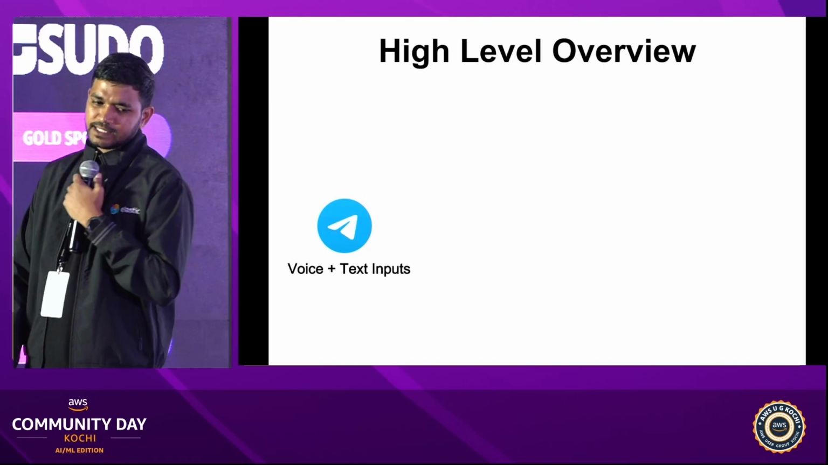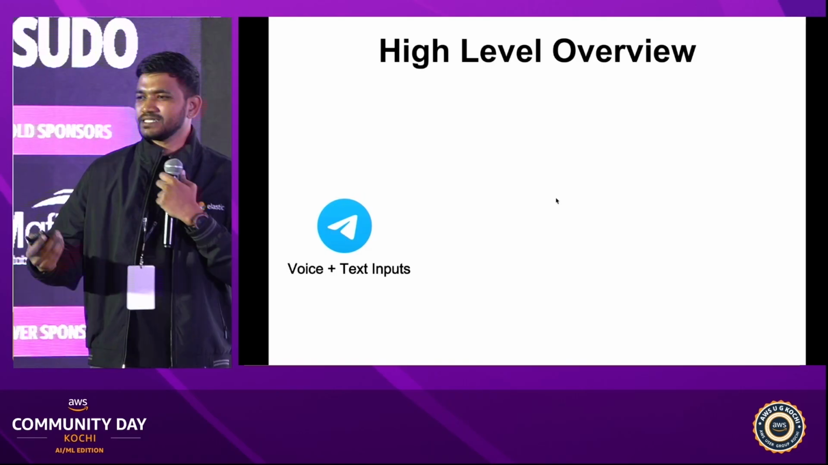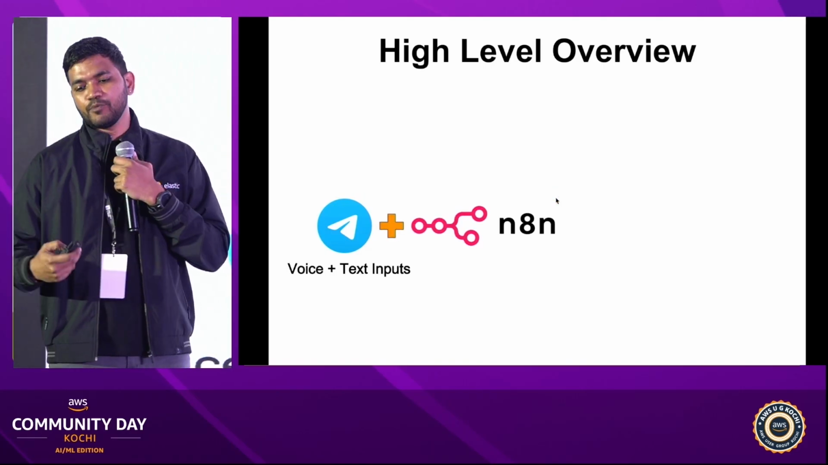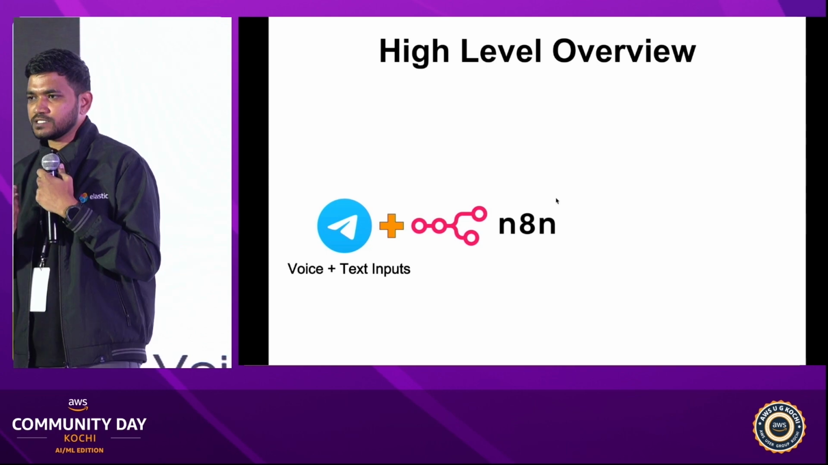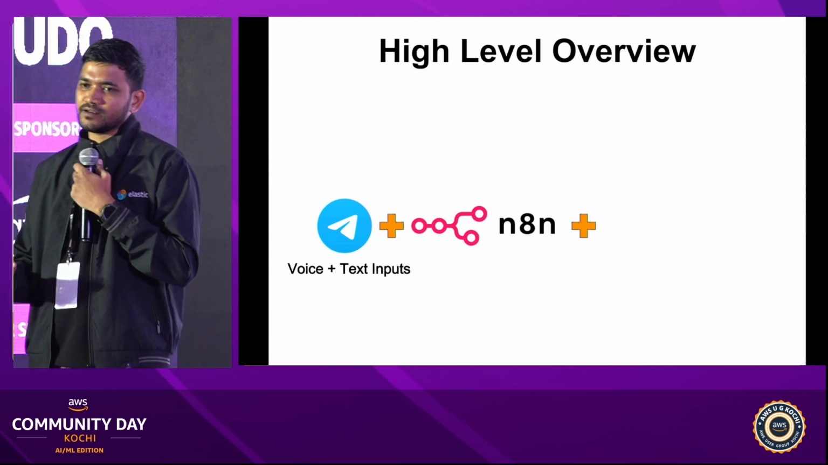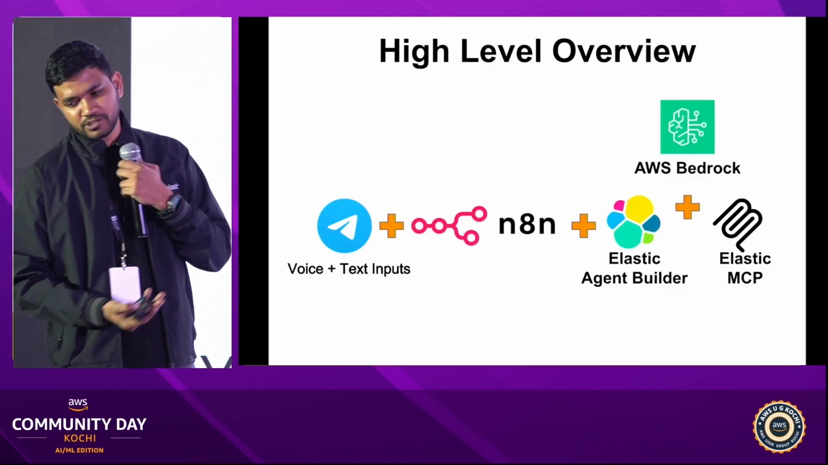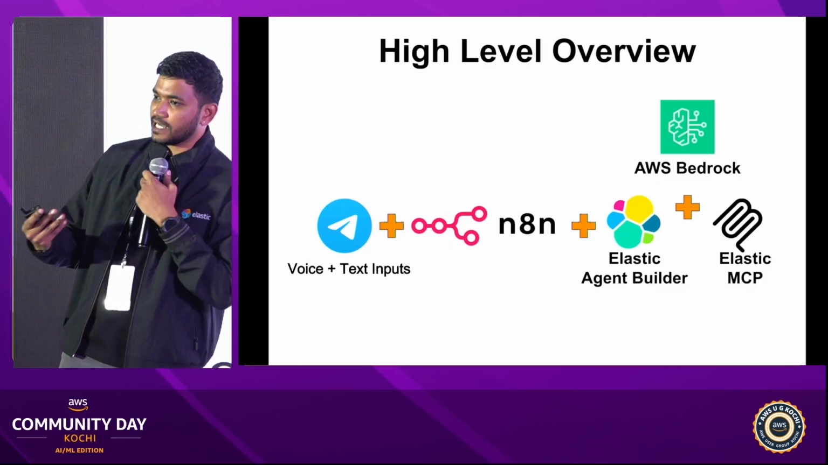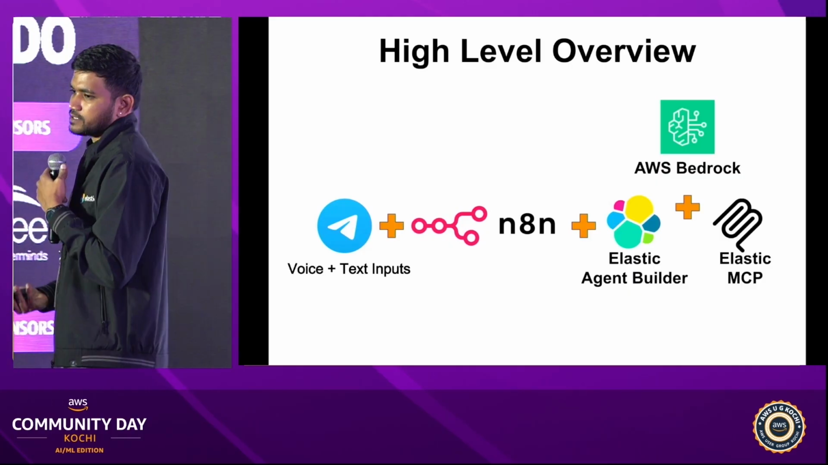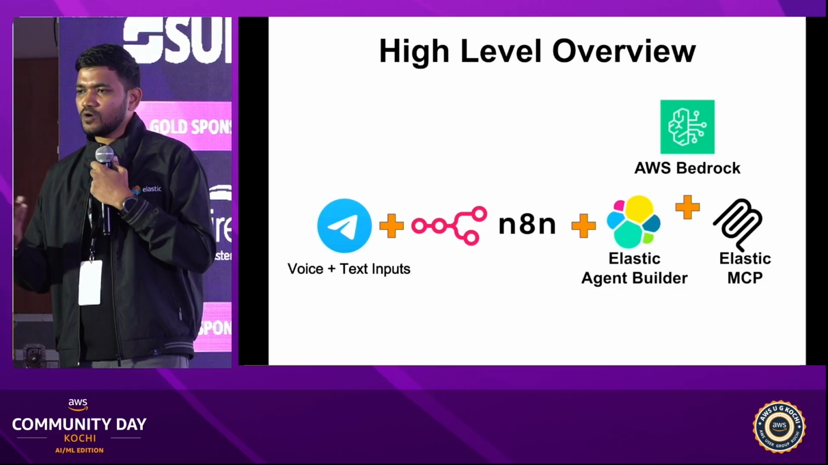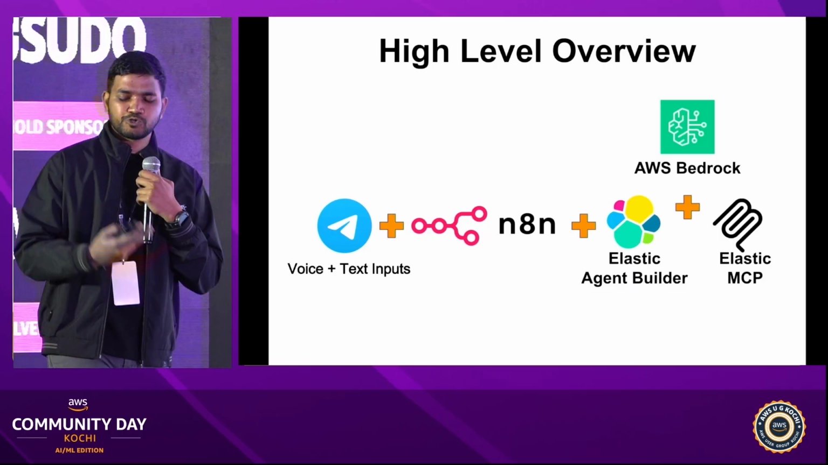Yes, so basically I'm using Telegram because it's much easier for me to set it up. We have used Telegram bots. It has voice inputs as well as text input. And I'm using n8n, which is a workflow trigger. And I'm using Elasticsearch as an Elastic Agent Builder, that has hosted MCP, as well as AWS Bedrock as Elastic Managed LLMs, right? If you want to replace these LLMs, you should be able to do it.